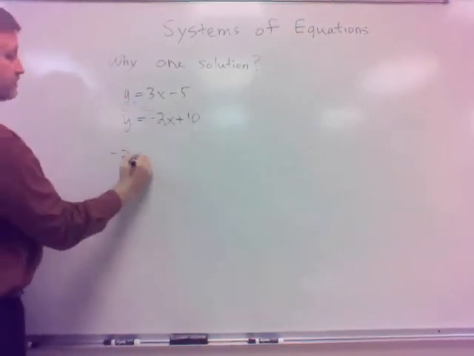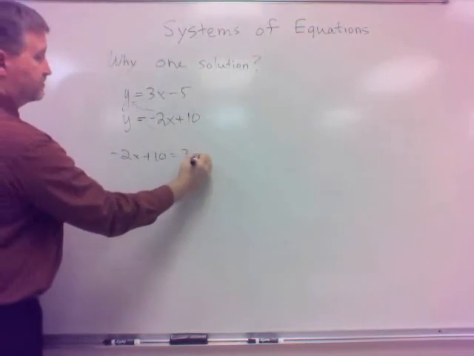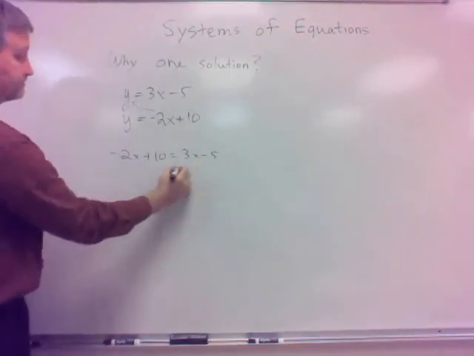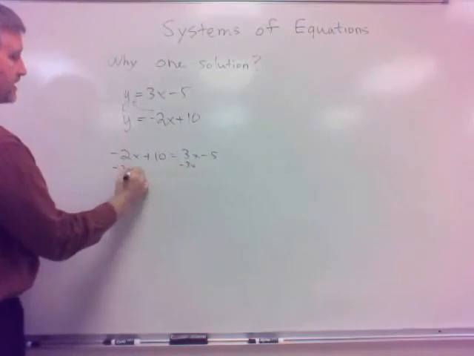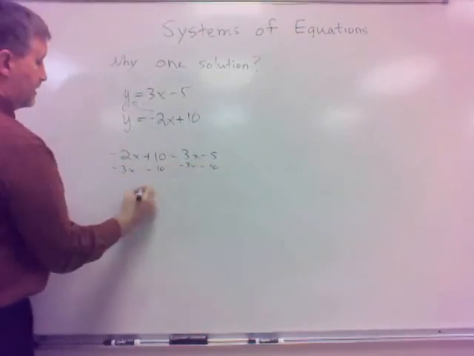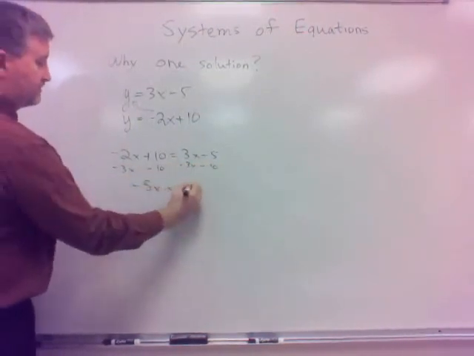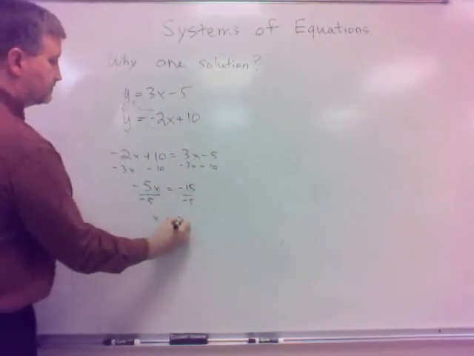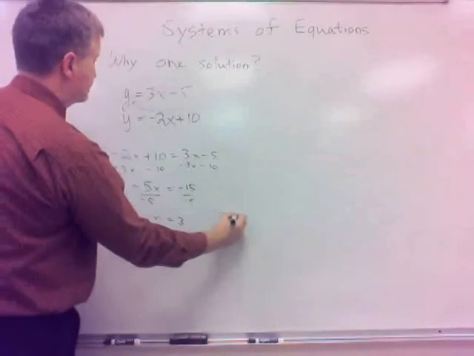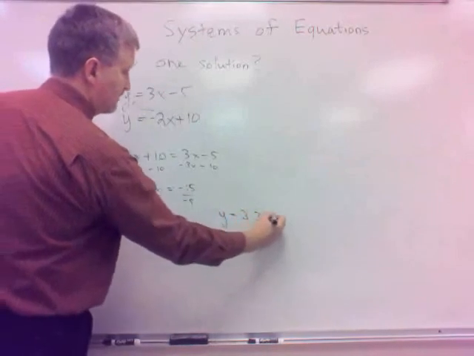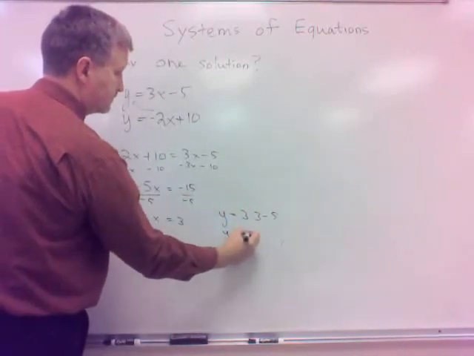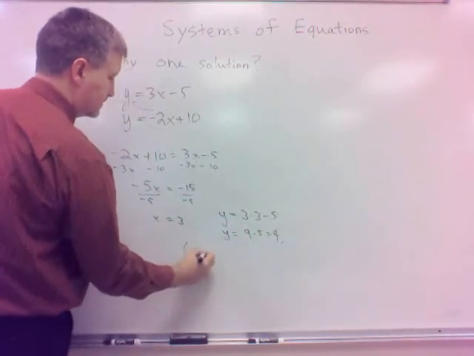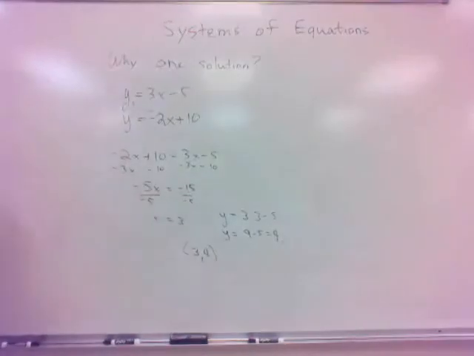So negative 2x plus 10 equals 3x minus 5. Just solve that out for x. Let's subtract the 3x and subtract 10. Negative 5x equals negative 15. Divide by negative 5. x is 3. The y value then is going to be 3 times 3 minus 5, which is 4. So (3, 4). Again, one solution.